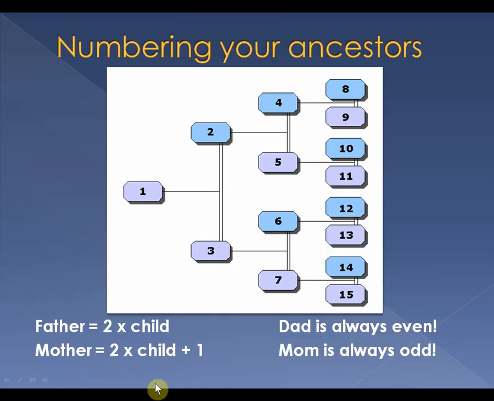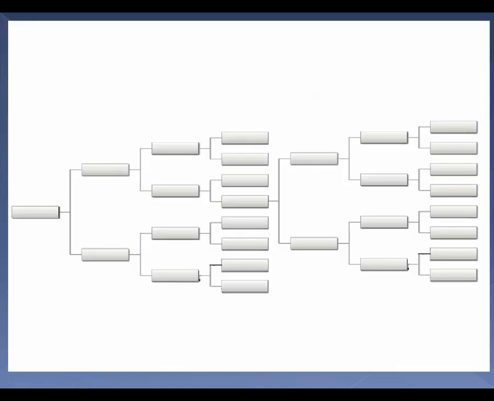The easy way to remember this is the father is always twice the number of the child, and the mother is always 2 times the child plus 1. Dads are always even, mothers are always odd. So yourself to your father is 2, grandfather is 4, great-grandfather is 8. If your father is 2, your mother is 3. Her father is 6, her grandfather is 12. You can see how the system works.